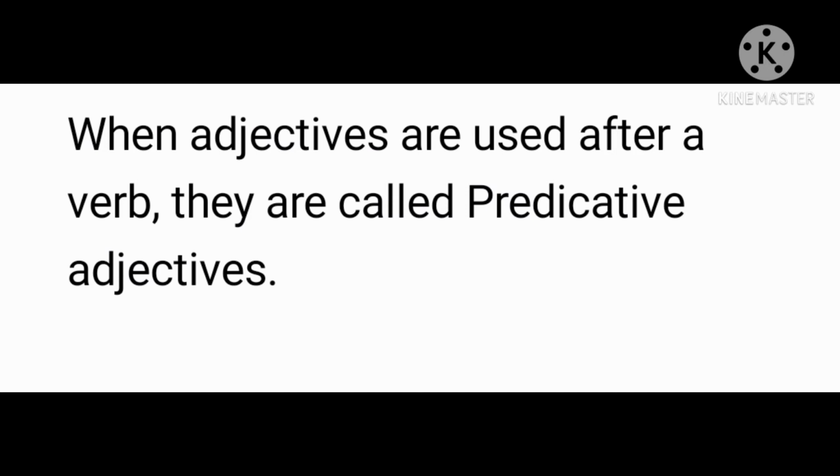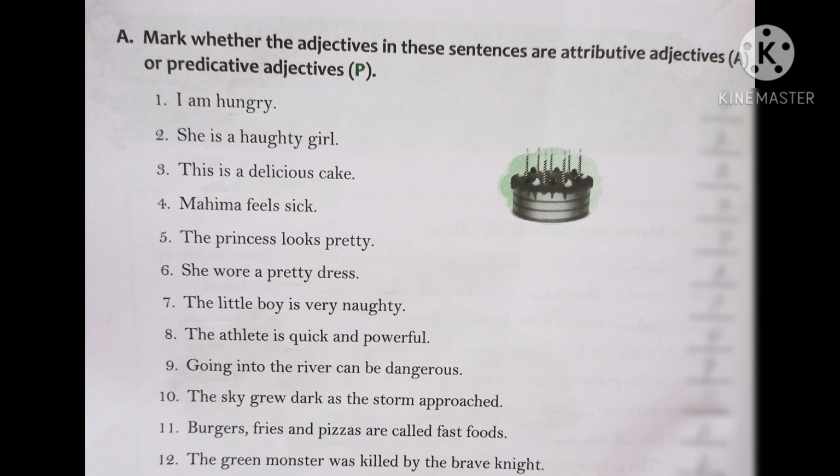Now let's discuss exercise A, which is given on page number 48 of your book, and see whether you can identify the adjectives in the sentences that are attributive or predicative, right? So here is the exercise and I'll be discussing a few questions with you, and the rest you have to do on your own, which I know that you will be able to do. So the question is, mark whether the adjectives in these sentences are attributive adjectives A or predicative adjectives P.